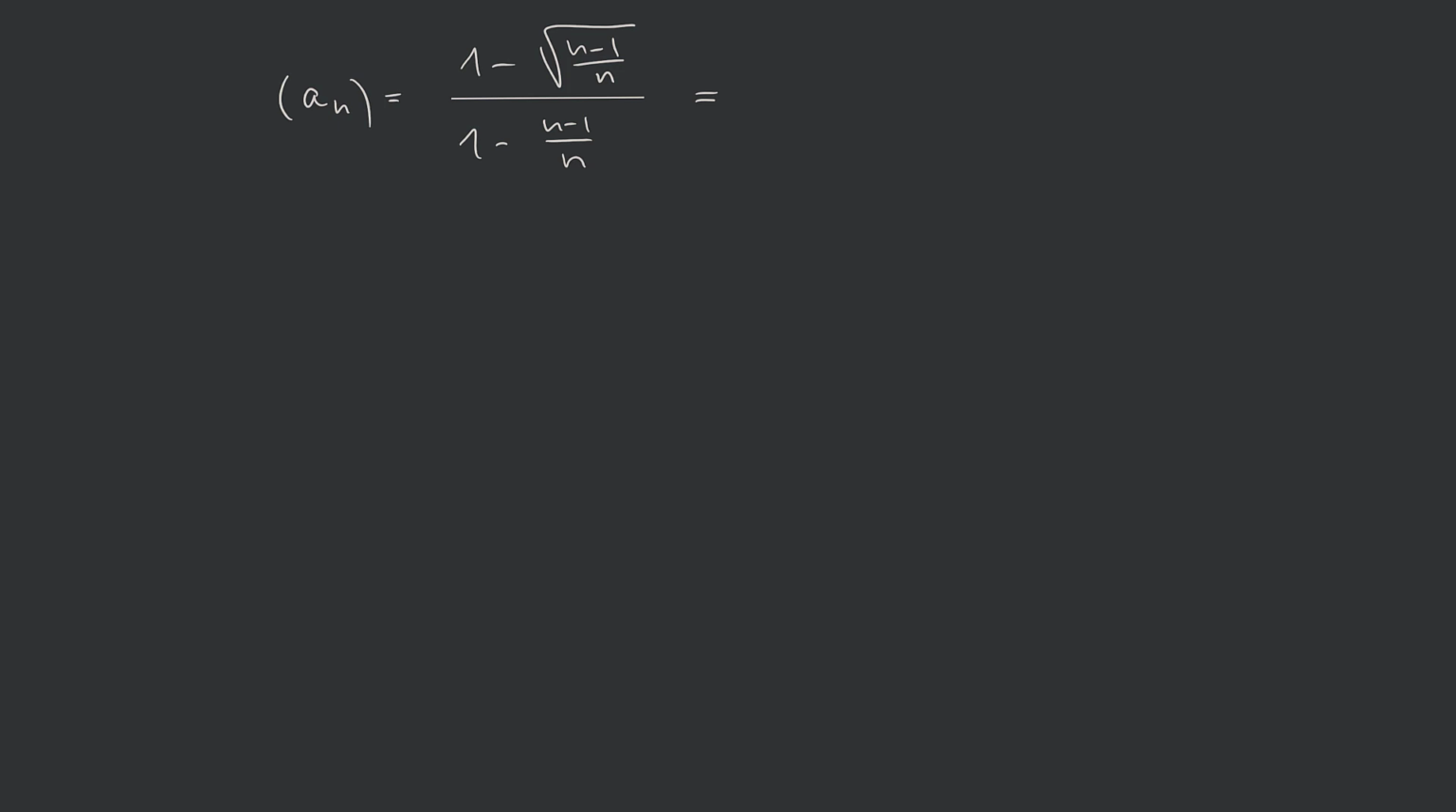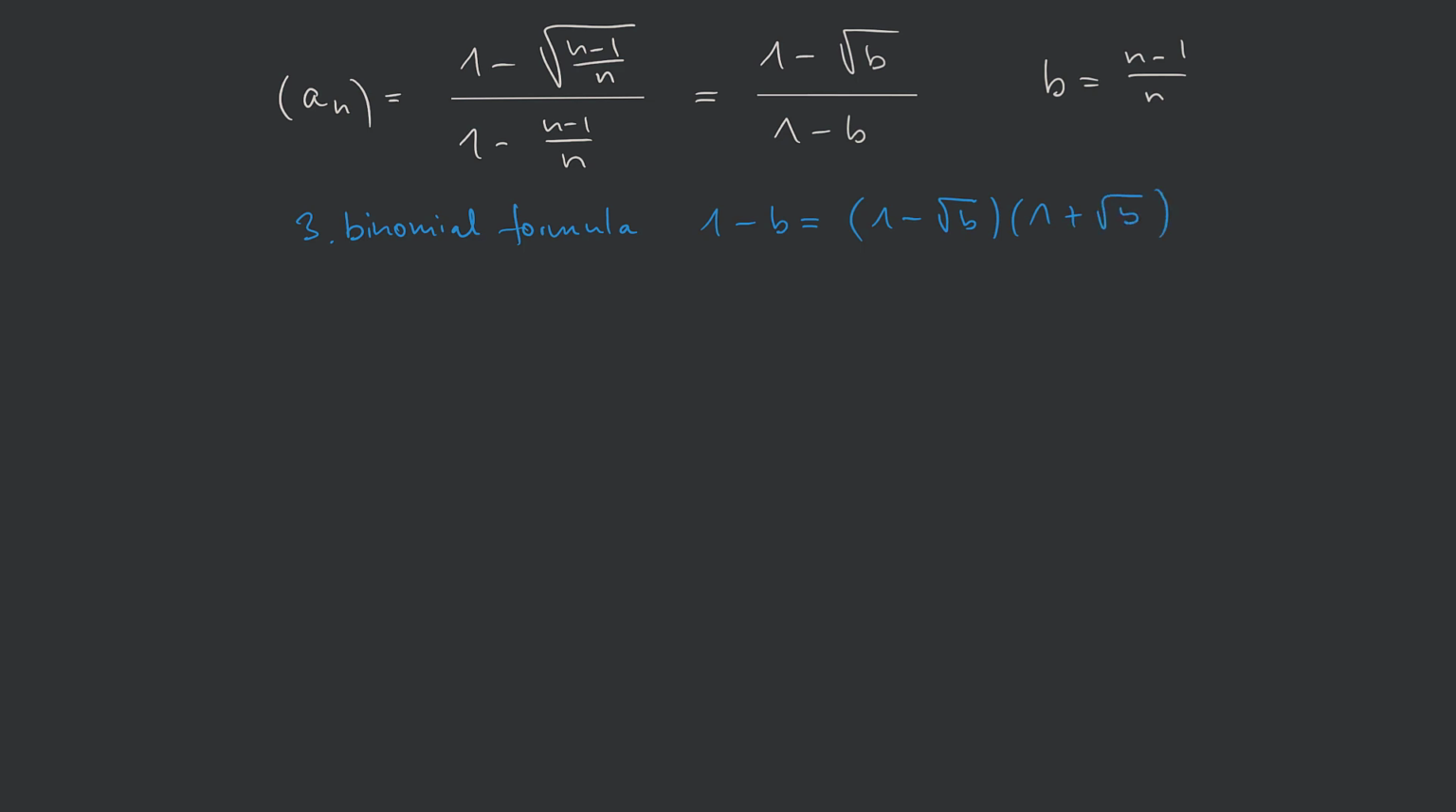For reasons of simplicity, we first replace the expression (n minus 1) over n by, let's call it b, with b equals (n minus 1) over n. The third binomial formula allows us to split up 1 minus b into (1 minus square root of b) times (1 plus square root of b). That is the third binomial formula in this special case.